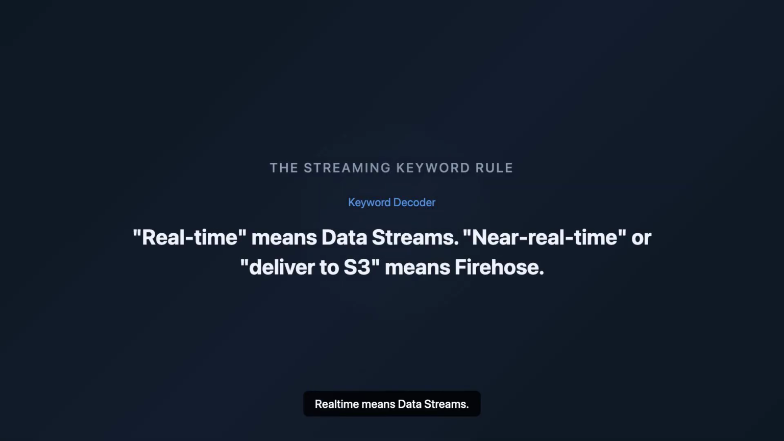The Q word does the work. Real-time means Data Streams. Near real-time or deliver to S3 or managed delivery to a destination means Firehose. If the scenario mentions multiple consumers reading the same stream independently, that's enhanced fan-out, which only exists on Data Streams.